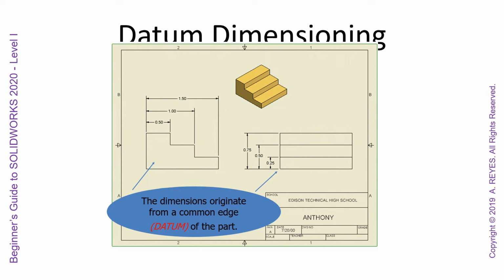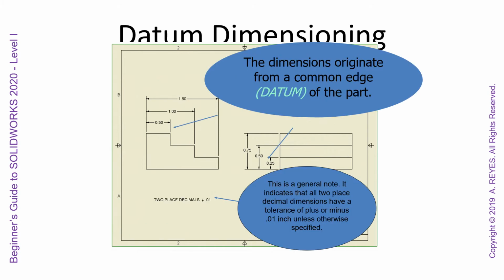So when you say datum A on one side, that'll be the first side that you'll actually put into your measurement device. So you'll know which side to line up first, then your second side, then your third side, and you'll know exactly how to put this part in. Without really knowing the total design intent, you'll know exactly how to measure this part and be able to tell if it's in specification. So the dimensions originate from a common edge called the datum of the part.